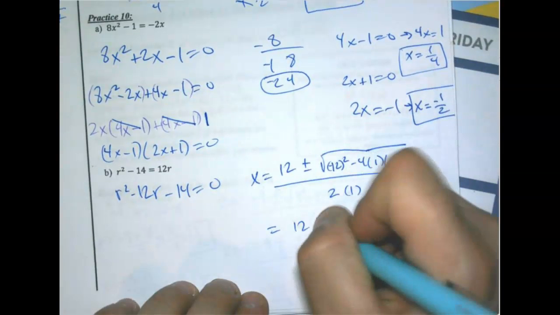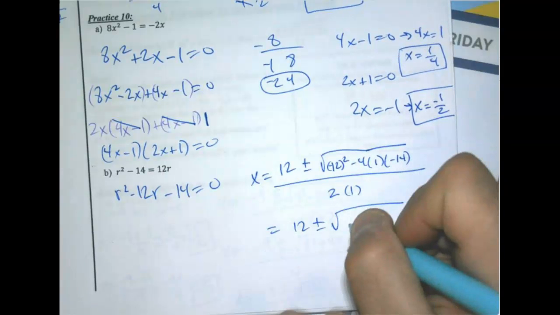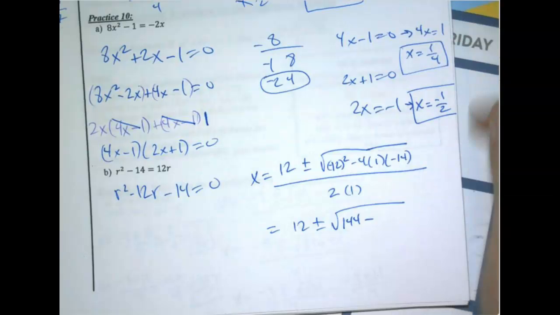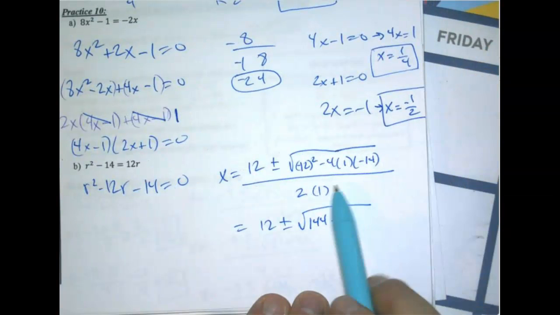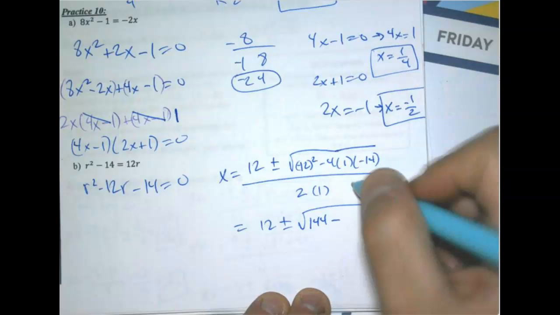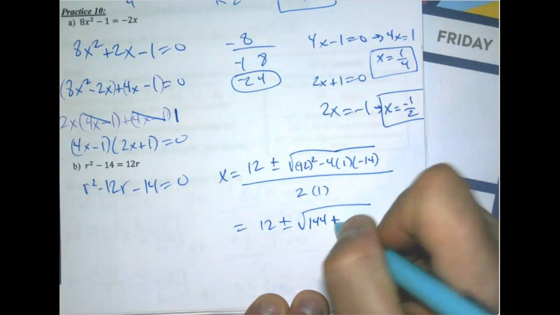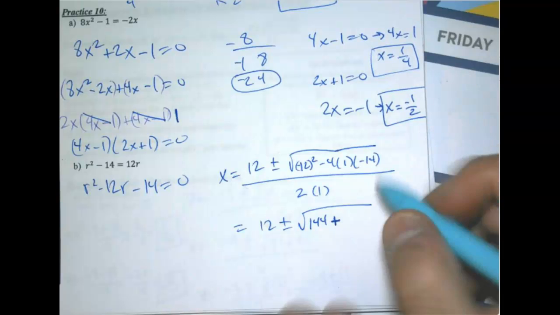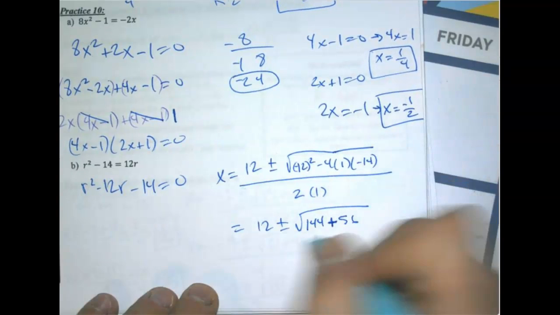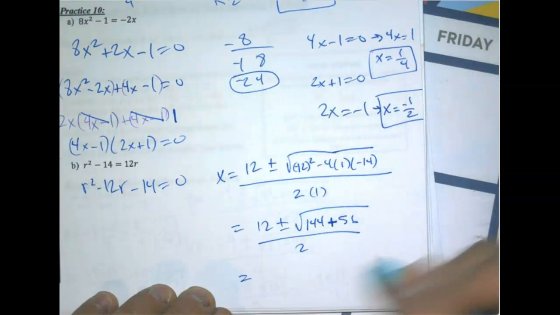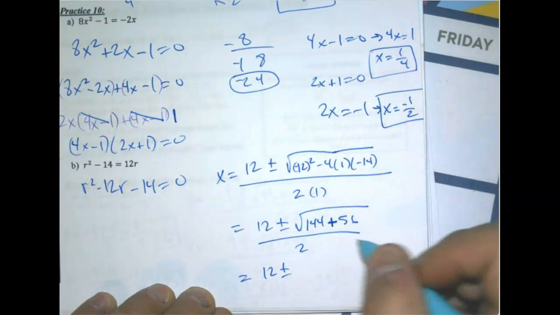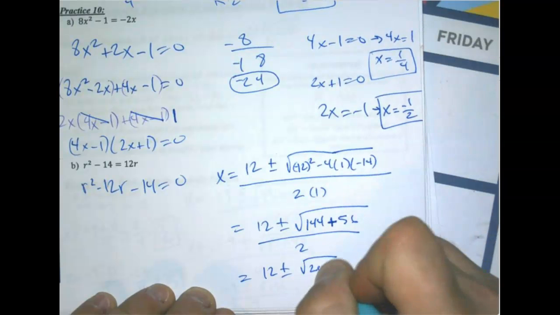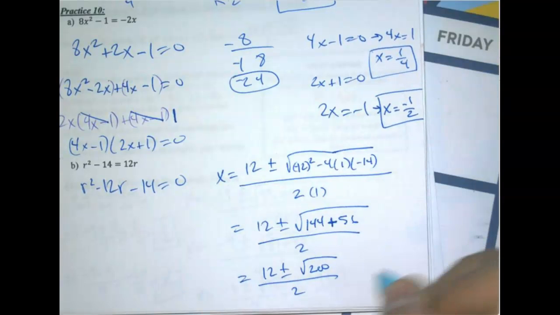Keep moving along here. 12 plus or minus the square root of negative 12 times negative 12 is 144 minus 4 times a times c. 4 times 1 times negative 14. So the two negatives are definitely going to make a plus here. And then 4 times 14, 56. Okay, over 2. So I have 12 plus or minus 144 and 56. That's exactly 200, guys. So there's that.